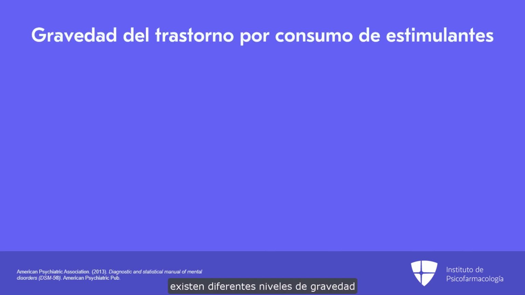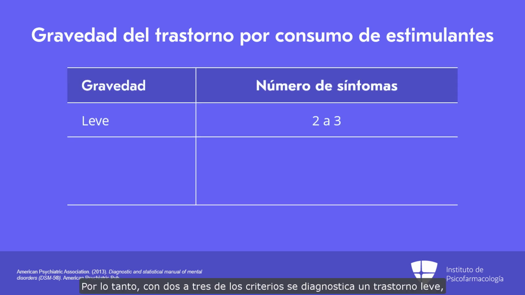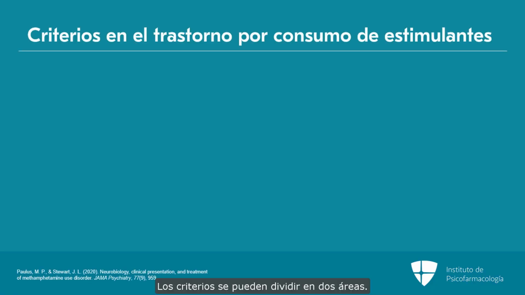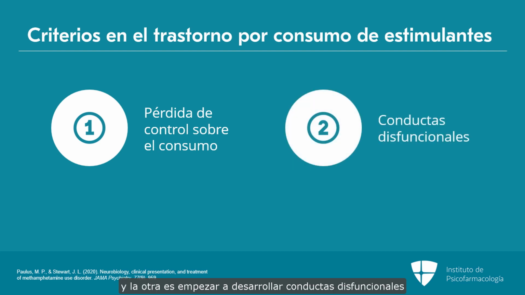And in order to make a diagnosis, there are different levels of severity, so that's measured by the number of symptoms. So 2 to 3 of the criteria would be a mild disorder, 4 to 5 would be moderate, and 6 through 11 would be severe. And the criteria can be broken down basically into 2 domains. One is loss of control over use, and the other is beginning to develop dysfunctional behaviors because of the substances.